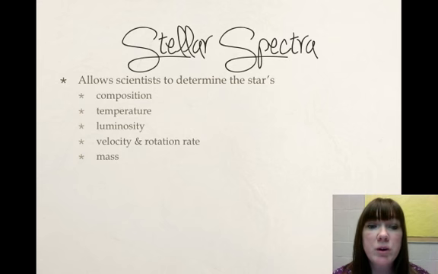Stellar spectra is very important because it tells us not only composition, but it also can tell us about the temperature, luminosity, the velocity and rotation rate, and the mass of stars.